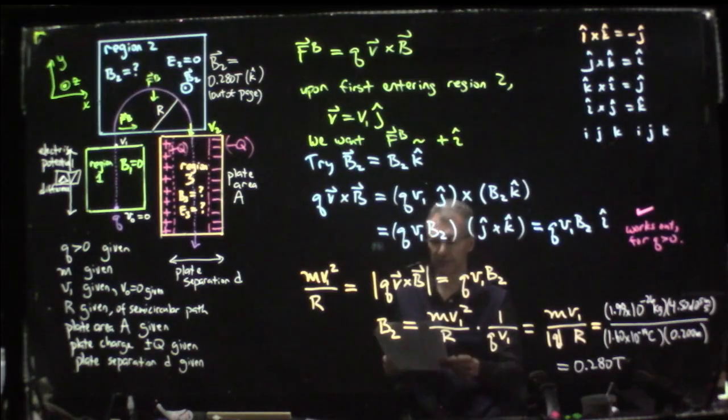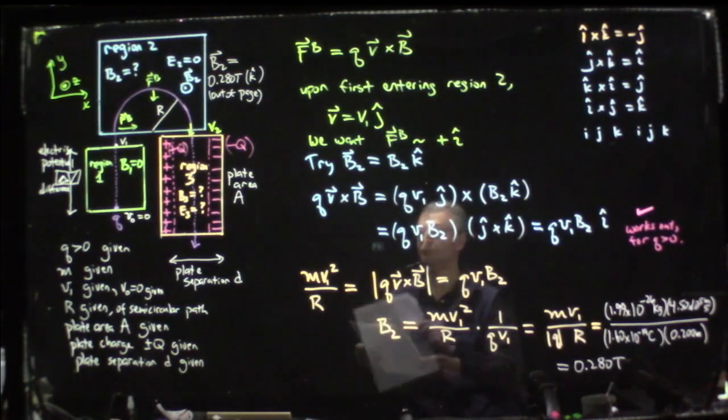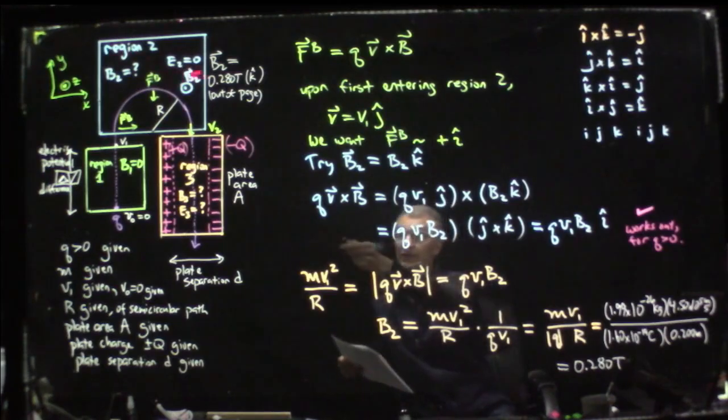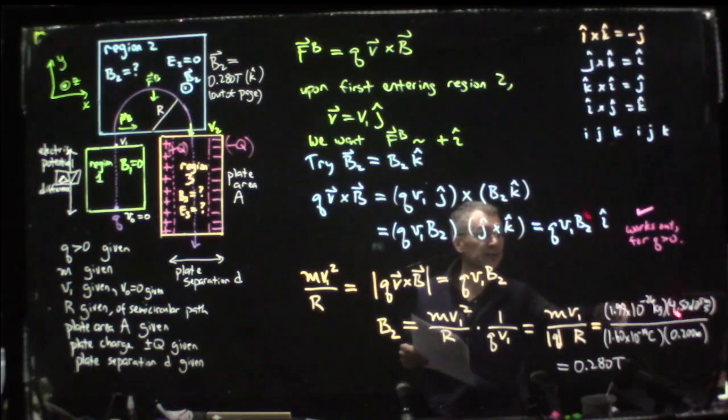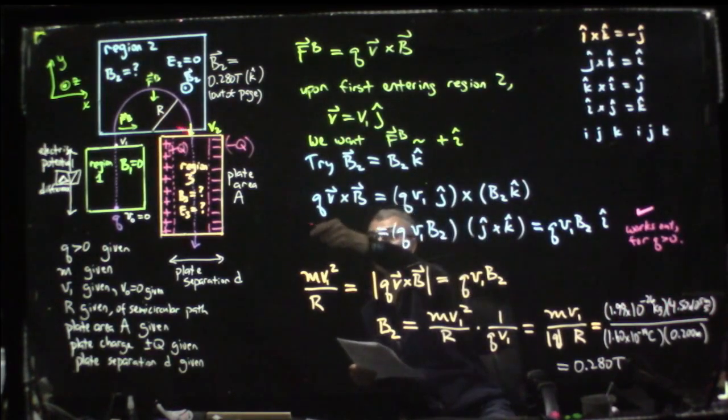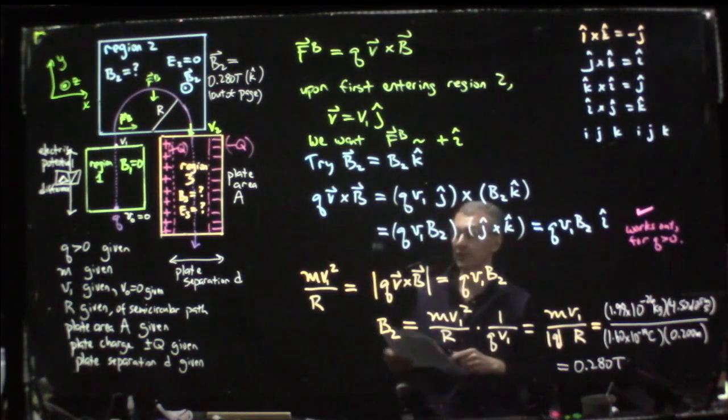Now, for part C of the problem, we want to know what is the speed v2 as it emerges from chamber 2. Well, there's no electric field in region 2. An electric field would change the particle's speed. A magnetic field does not change the particle's speed. It only changes its direction. So the speed is still 4.50 times 10 to the 5th meters per second here at point 2 when it leaves region 2. But now it's going downward in the minus y direction, whereas it was going in the plus y direction when it entered region 2.